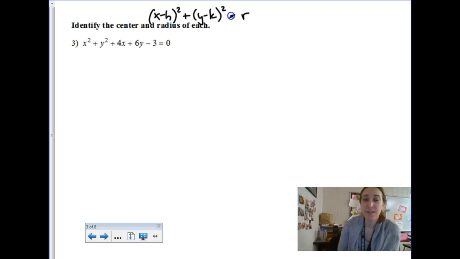then I can easily see who the center is and what the length of the radius is. So what we're going to do first is group them together. I'm going to start by coloring these guys in red.